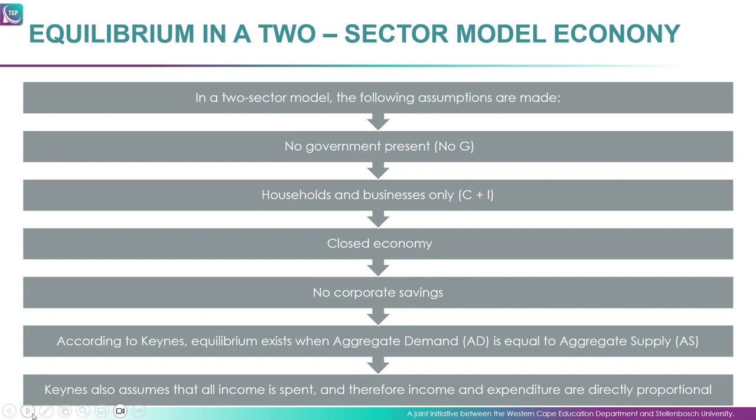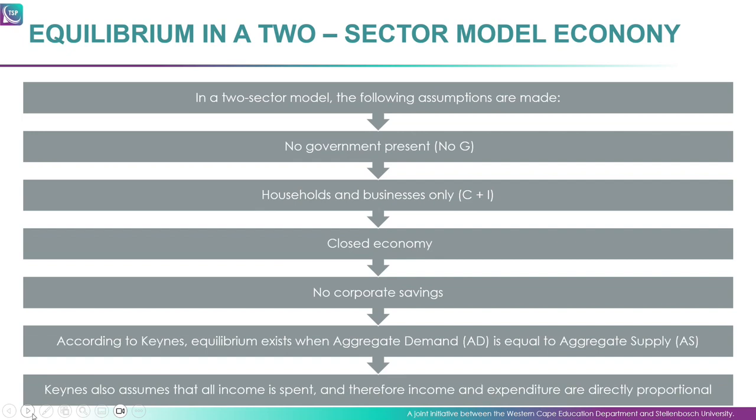Now let's move on. In a two-sector model, the equilibrium, what is it that we need to know or always remember? In a two-sector model, the following are the assumptions that are made. Obviously, there is no government intervention, no government. It is just your households and your businesses only. Obviously, it would be a closed economy, because there is no foreign sector. There are no corporate savings, meaning that businesses spend all their money. They're not saving part of their money.